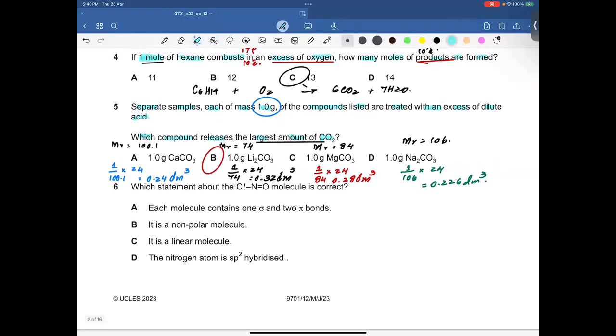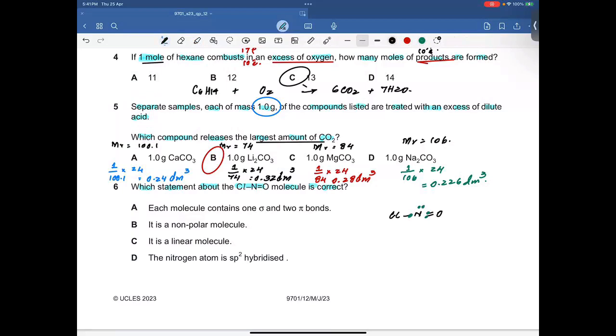Question number 6, which statement about this molecule is correct? First of all, let's talk about this molecule. Cl and a double bond to O. Nitrogen belongs to group 15 of the periodic table, so it has 5 valence electrons. Let's distribute these 5 electrons in the valence shell: 1, 2, 3, 4, 5.